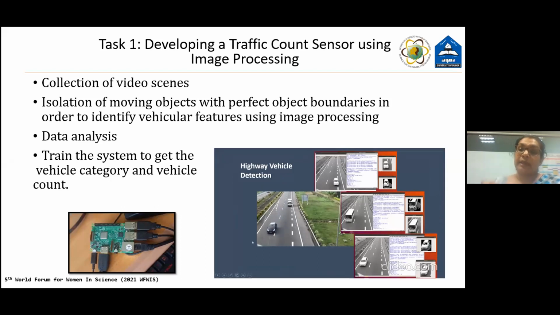Once we get the count, rather than storing the images or the videos in the system, we try to save the number of vehicles. We are using the Raspberry Pi board as seen here, and we store them on the board, and then we try to get those vehicle counts at a central location. Currently, we have developed the algorithm, and we are testing it on recordings. It has been identified that we have reached about 90% accuracy in vehicle counting by type.